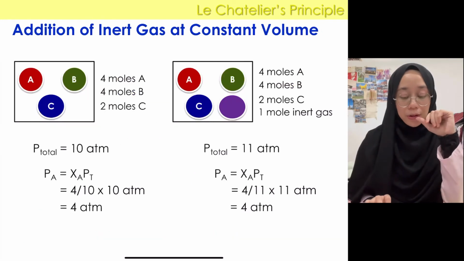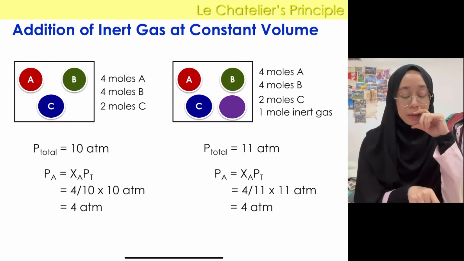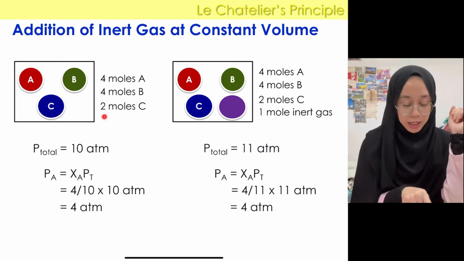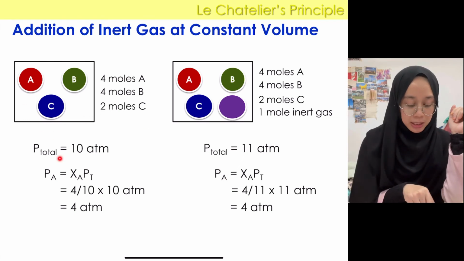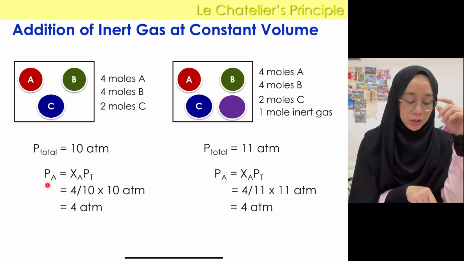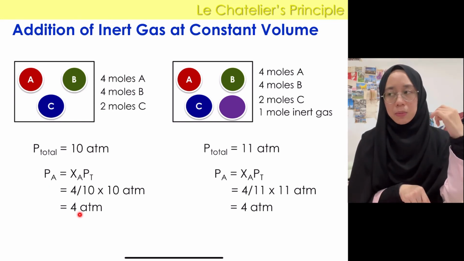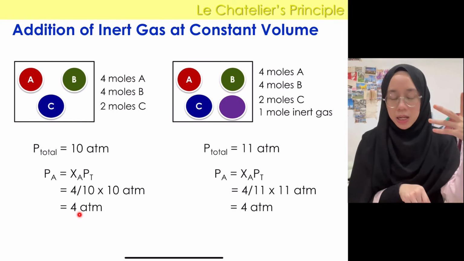So now let's have a look dekat another condition. Kalau kita tambah inert gas at a constant volume. Okay, so again sekali lagi Miss guna gas A, B and C. So let's say kita ada A, B, C as ni. So the P total now is the 10 atm. Okay, 10 atm. So kalau kita kira partial pressure A, B, C ni, kamu akan dapat 4 untuk A, B akan dapat 4 juga, C akan dapat 2.